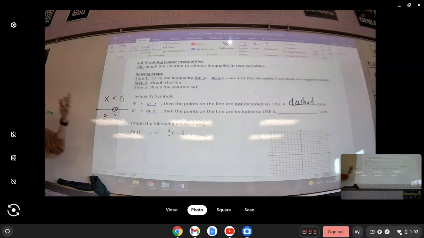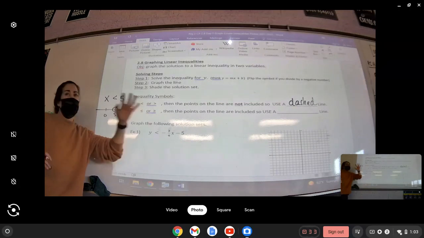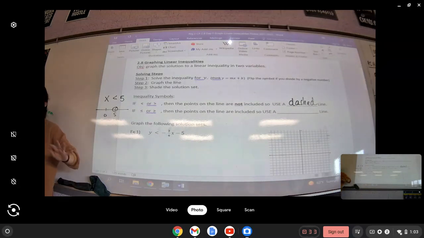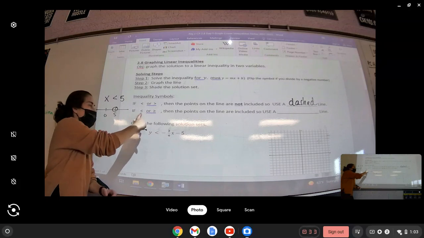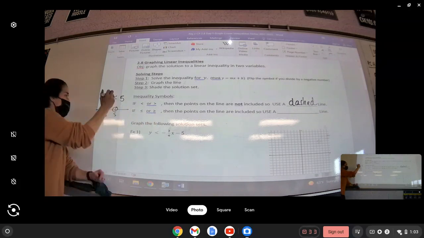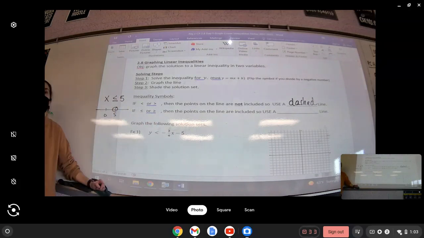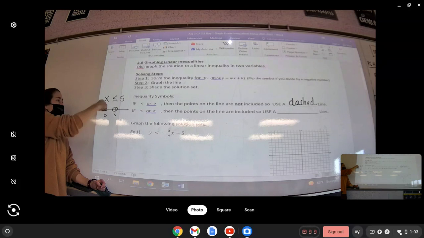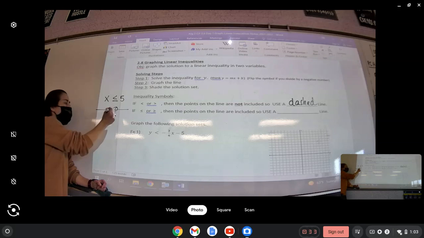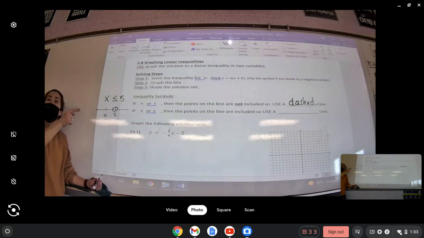So the dashed line gets used when it's not equal to, when you're not allowed to equal the points on the line. Then you have the less than or equal to and the greater than or equal to symbol. So now if the problem said this, and it said x could be any number less than or equal to 5, was 5 now an answer? Yeah, he was an answer, and he was the boundary cutoff number. So what kind of circle did you use to say, hey, we're going right to 5 and we're including 5?